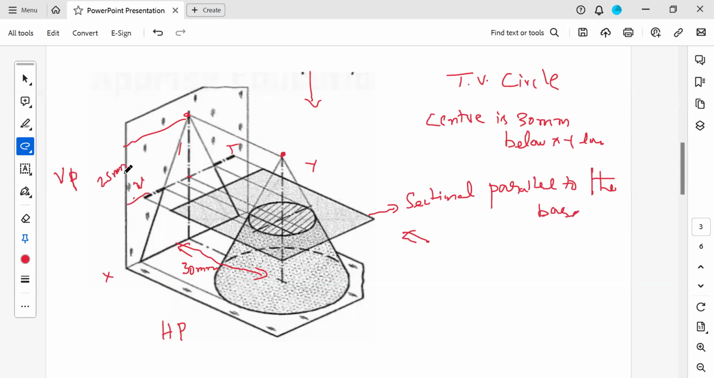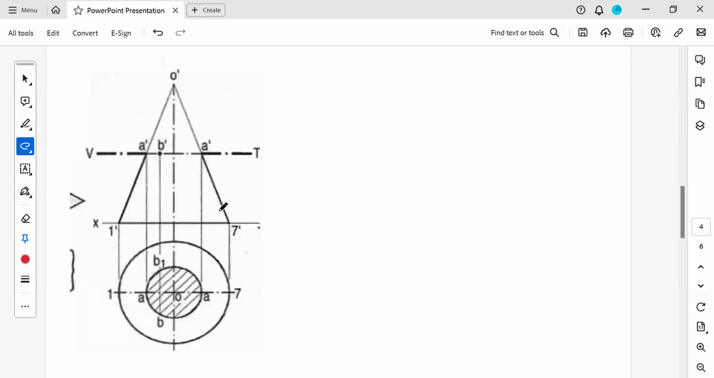So let us go to the drawing. Let us see the final solution. So this is the final solution for the problem. First we need to draw the top view. Let us take the XY line. This is the XY line. So this is a horizontal line, the XY line. Above the XY line is called the vertical plane. Below the XY line is called the horizontal plane for first angle projection.